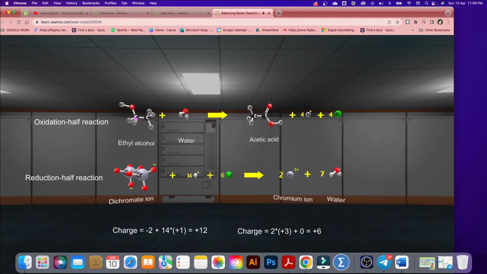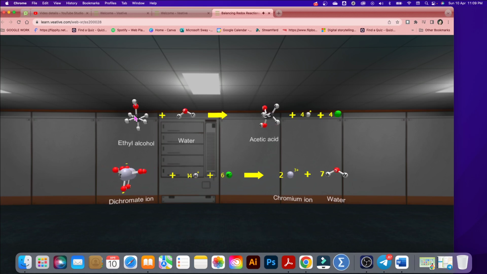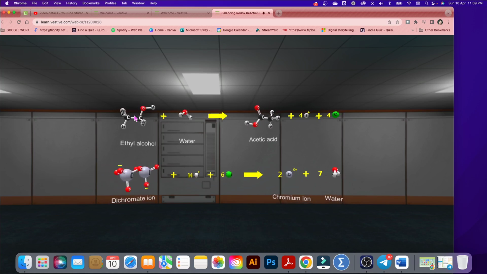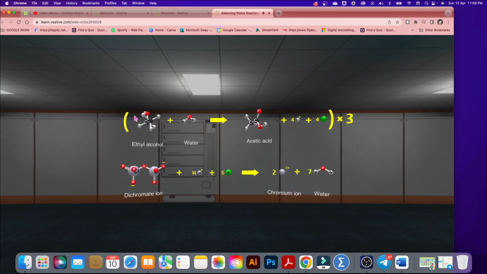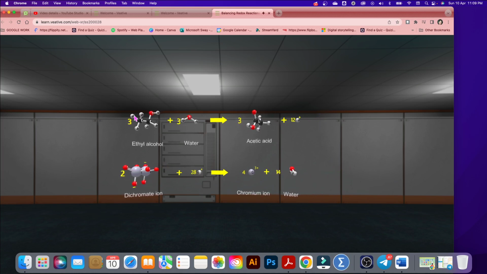In step 6, multiply the oxidation half reaction by 3 and the reduction half reaction by 2 to cancel electrons. Now, add both the half reactions to get the final balanced equation.